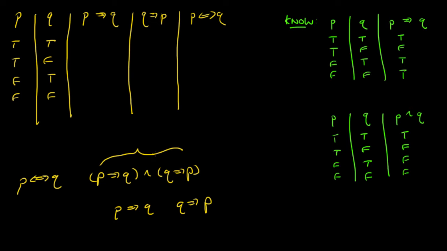This is really helpful because we know the truth tables for P implies Q and the AND truth table. We figured this out in my propositional logic video again, and I've written them over here because they'll be useful in figuring out the truth table for P if and only if Q. So let's do it right now.